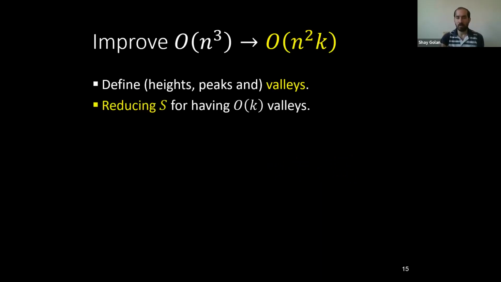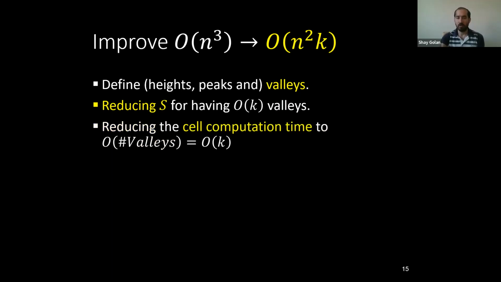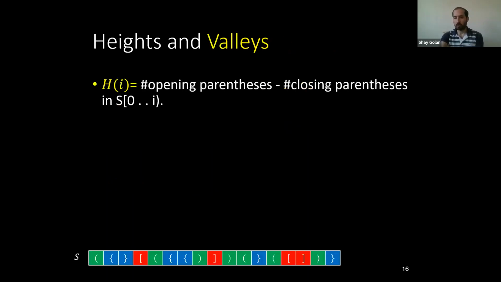The first step is just giving some definitions of heights, peaks, and valleys, the most important values. Then we show how to reduce the number of valleys to order of k. And then we show how to reduce the computation time of every cell for every substring to be, instead of order of n, order of the number of valleys. And due to the previous step, it will be order of k, and therefore the total time of the algorithm will be n squared times k.